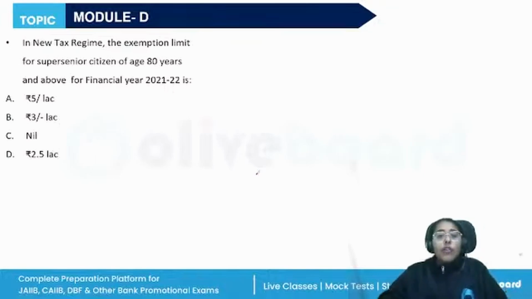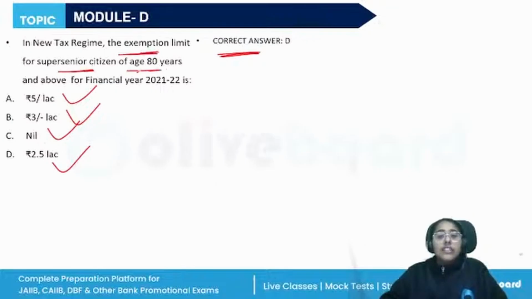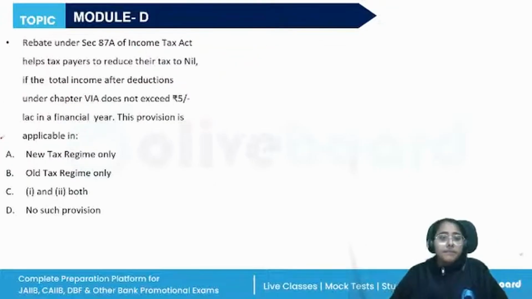So here, what will be the correct answer? Rupees 5 lakhs, rupees 3 lakhs, nil, or rupees 2.5 lakhs. So the correct answer will be option D. The exemption limit for the super senior citizens of age 80 years and above for the financial year 2021-22 is rupees 2.5 lakhs.